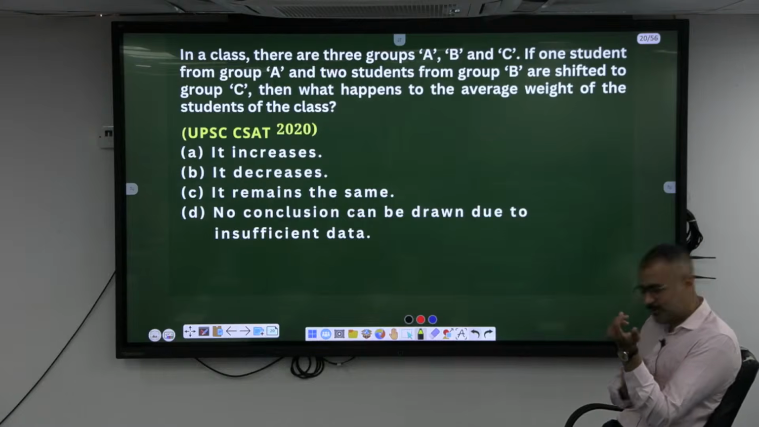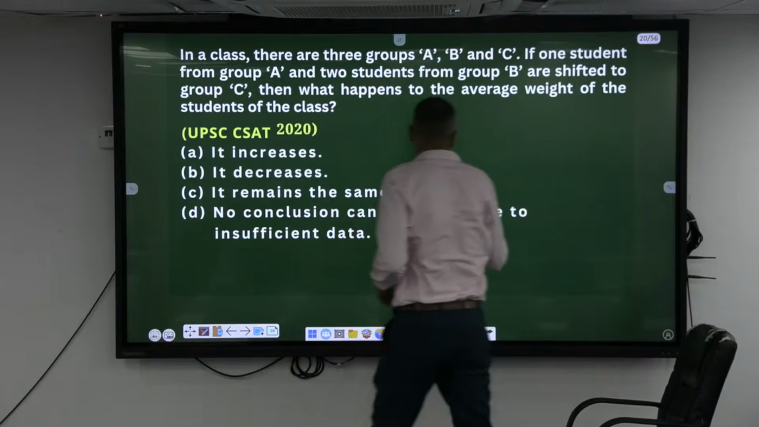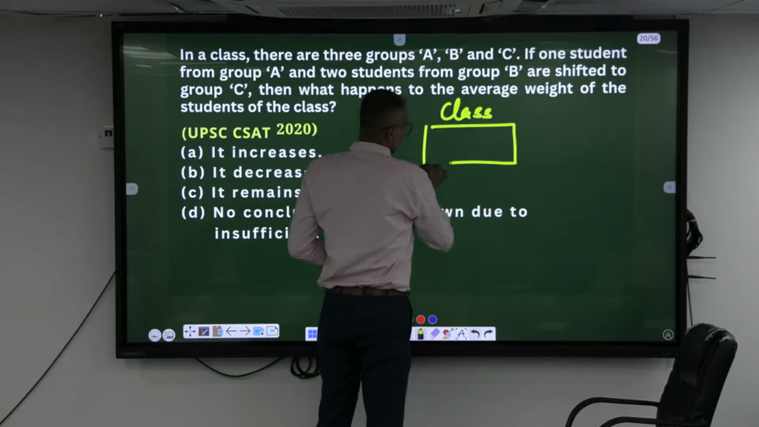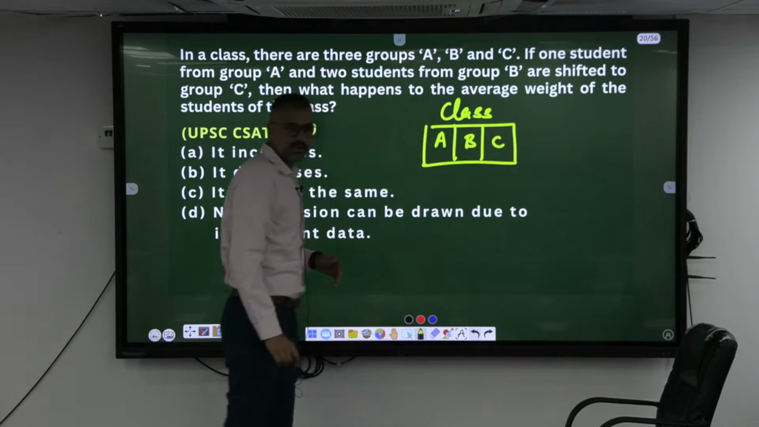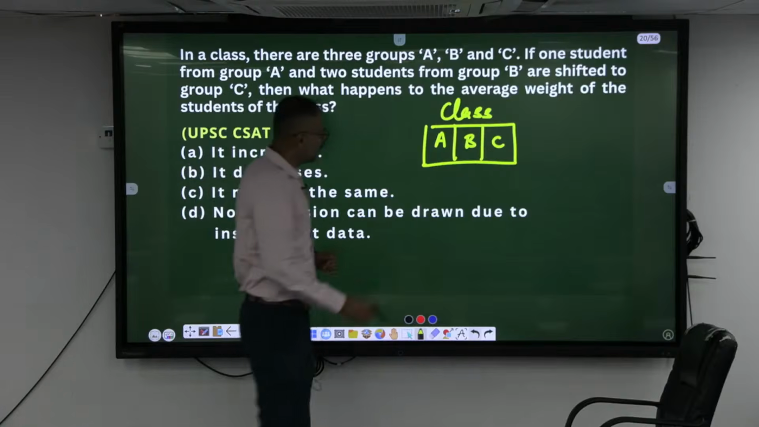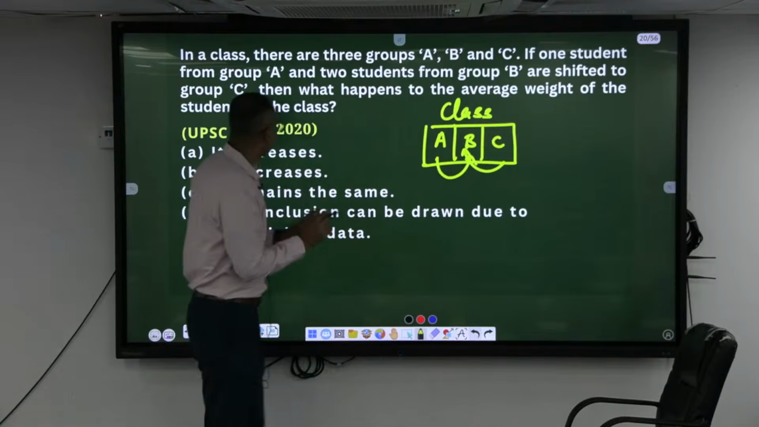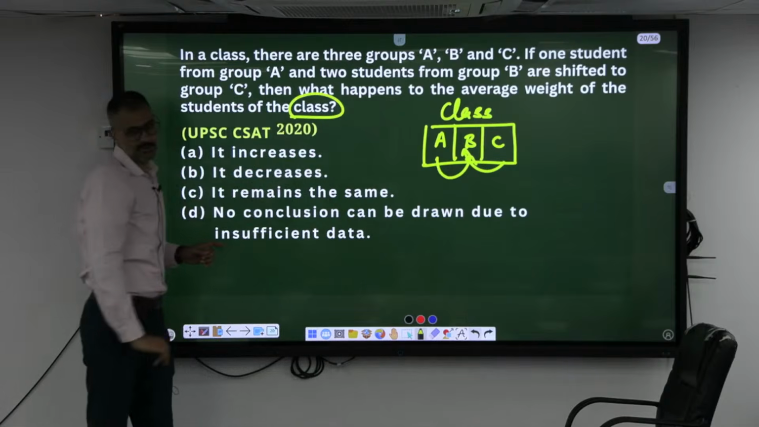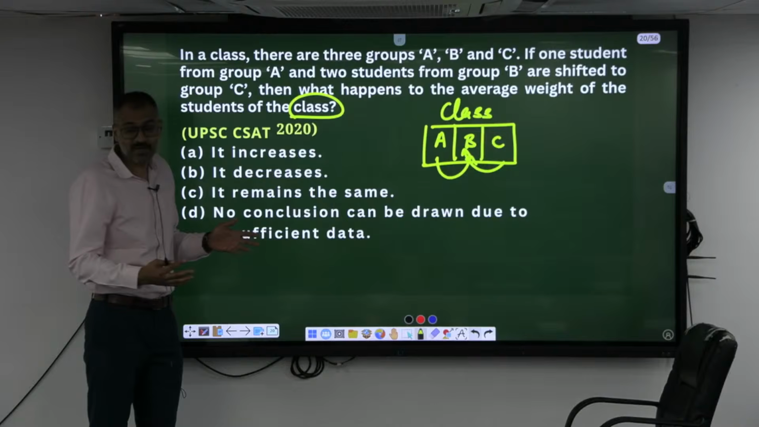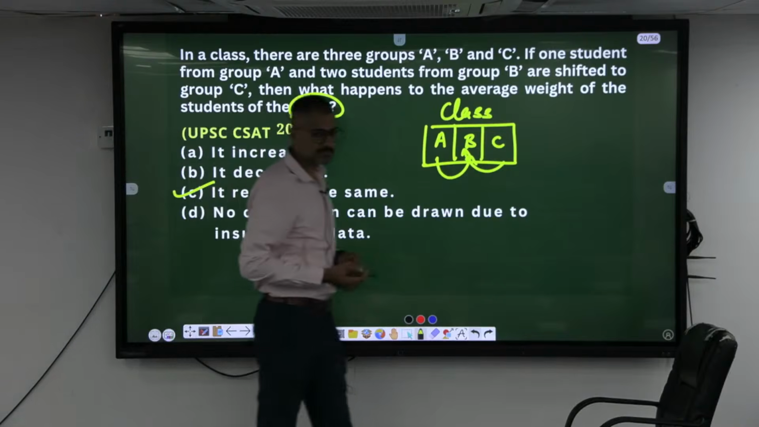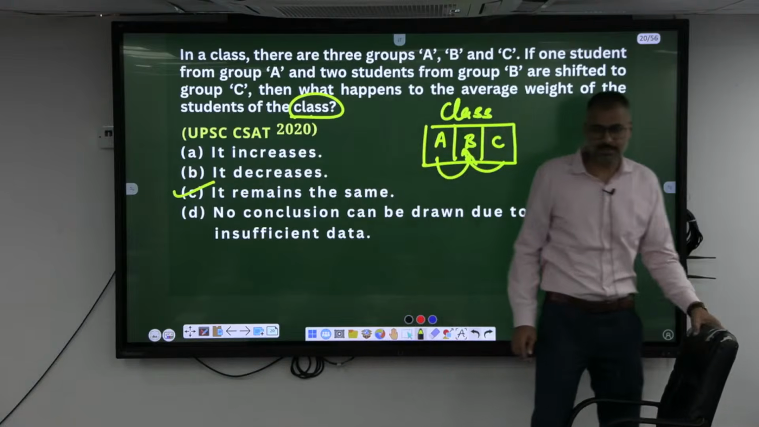So what he has done is, in the same class he has made 3 groups, A, B, C. Now if I send any student from any of these groups, interchange, does the average of the class change? No, the average of the group may change, but he is asking about the class. Class remains same. Within the class it's happening.